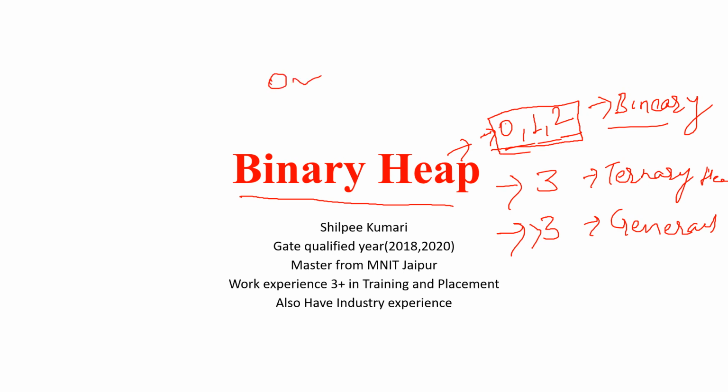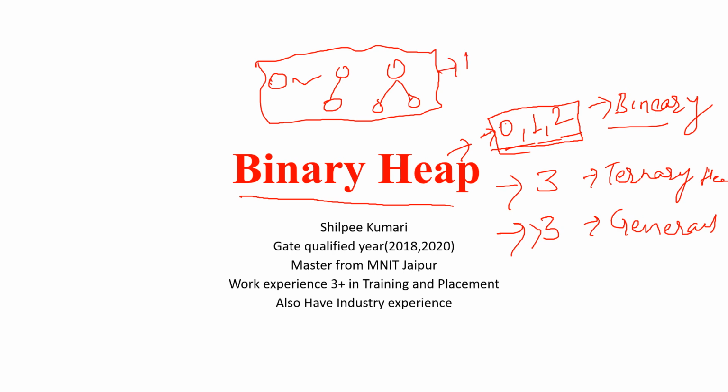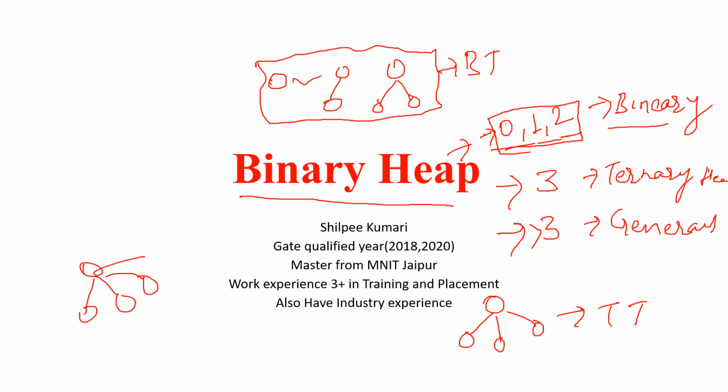If a tree is having 0, 1, 2 children, all three are nothing but a binary tree. And if a node is having 3 children, this is nothing but a ternary tree. And if a node is having more than 3 children, this is called a general tree.